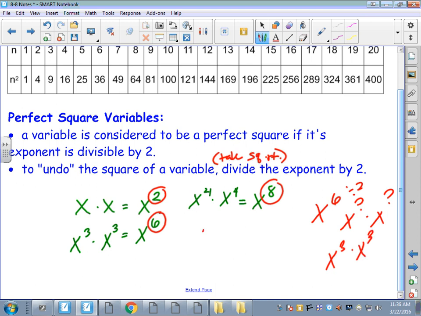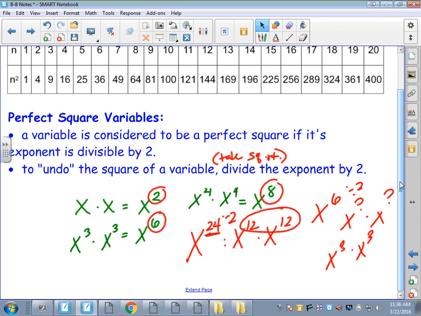If I gave you x to the 24th, that is perfect because 24 is even. And not only is it perfect, it's a perfect square of x to the 12th, because x to the 12th times x to the 12th would give you x to the 24th. We learned in an earlier chapter that when you multiply these things, we add the exponents. So if you just simply divide that by 2, it's like taking the square root of it.